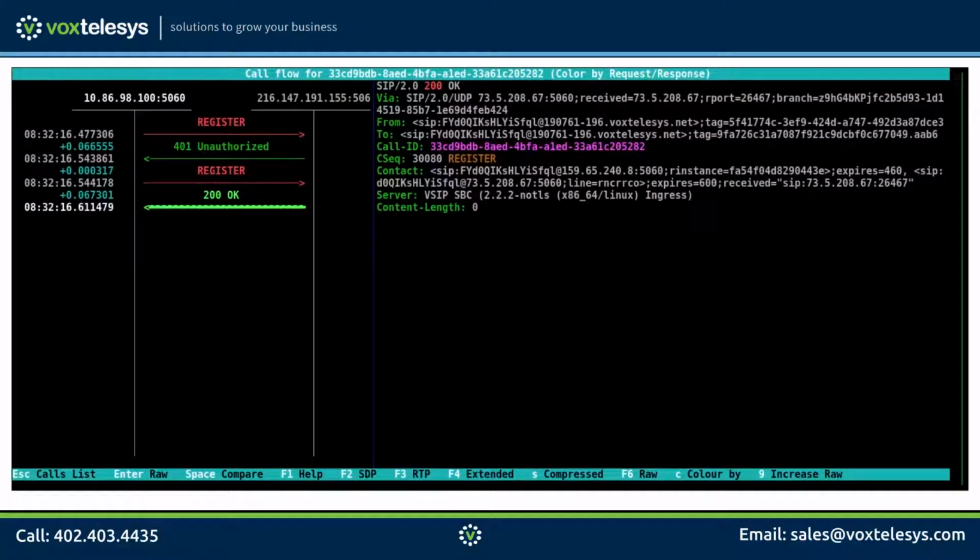In this video, we examined the flow of a successful trunk registration using SNGREP. In upcoming videos, we will examine successful call flow using SNGREP.